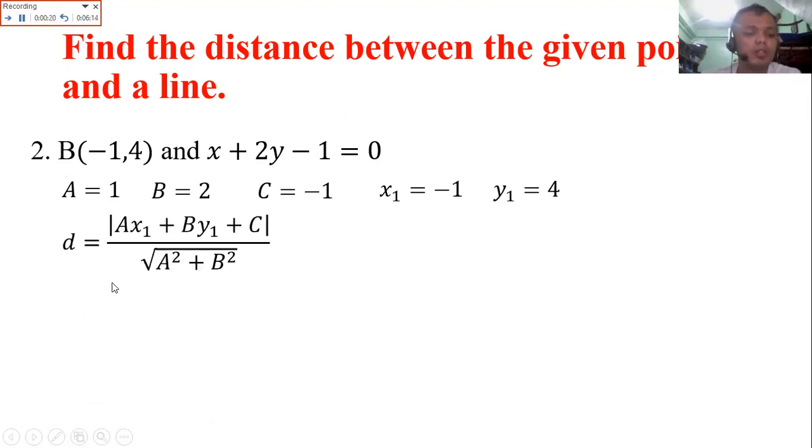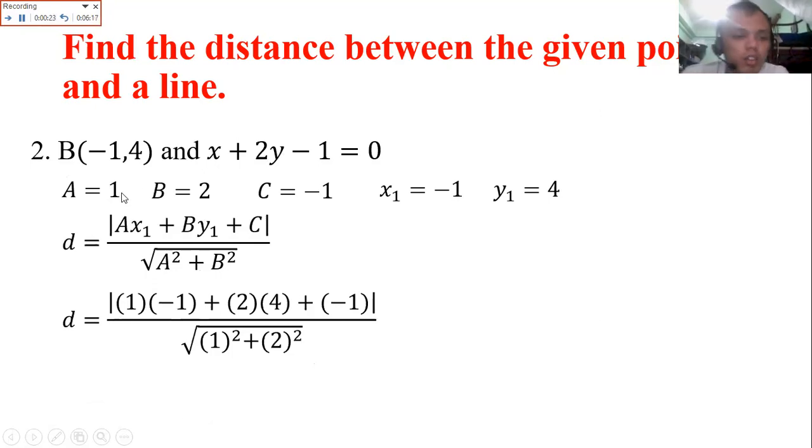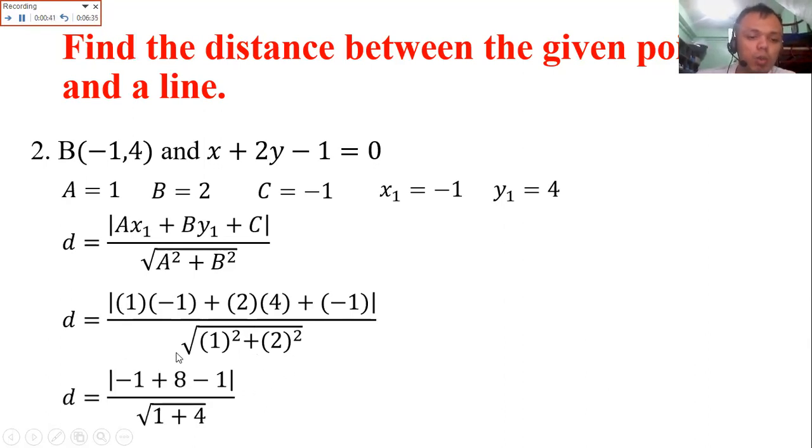Now, substitute. Then we have 1 from your A, times negative 1 from x of 1, plus 2 from your B, times 4 from your y of 1, plus negative 1 from your C, then all over the square root of 1 squared plus 2 squared. 1 times negative 1 is negative 1. 2 times 4 is 8. Minus 1. All over 1 squared is 1. 2 squared is 4. Negative 1 plus 8 minus 1 is equal to the absolute value of 6 all over the square root of 1 plus 4 is 5.